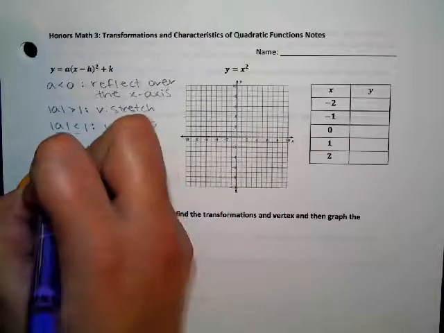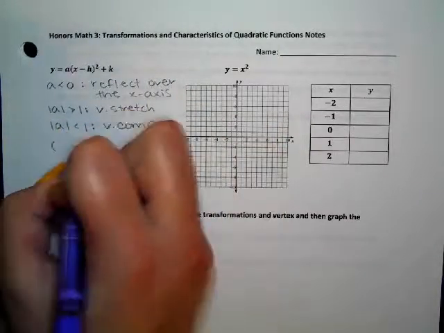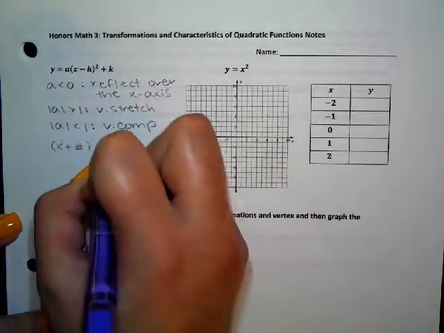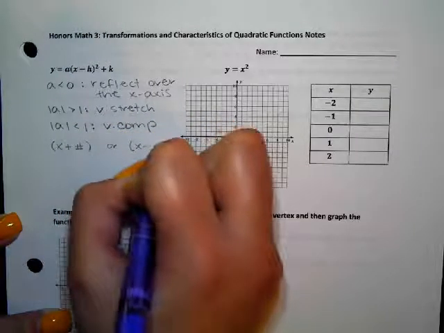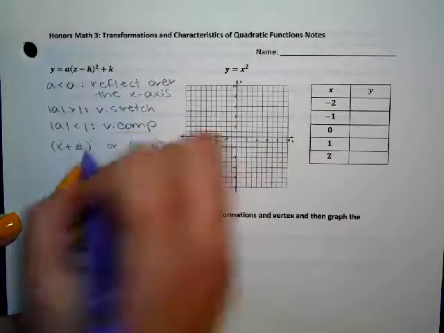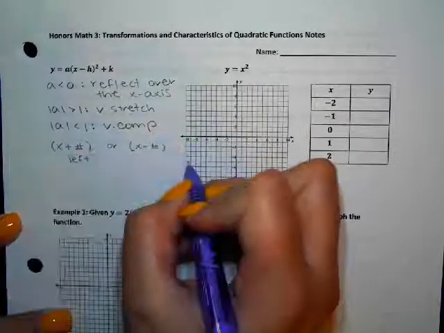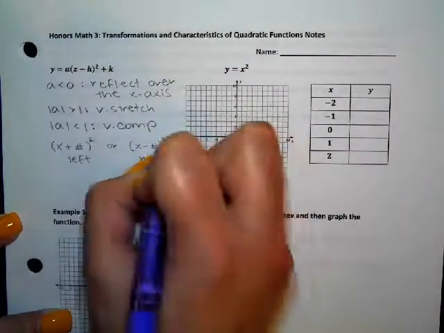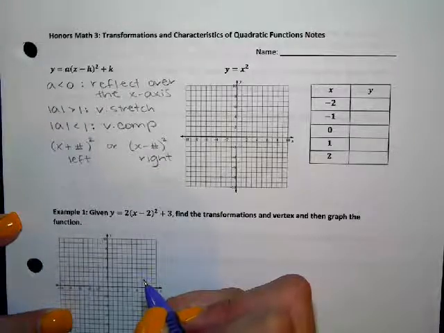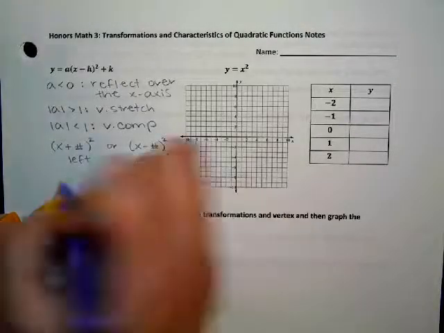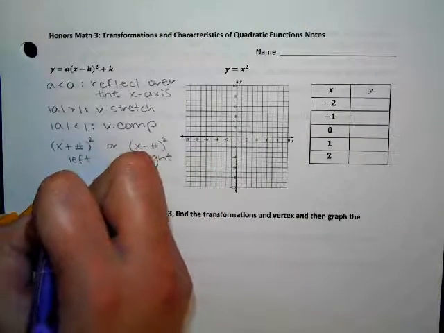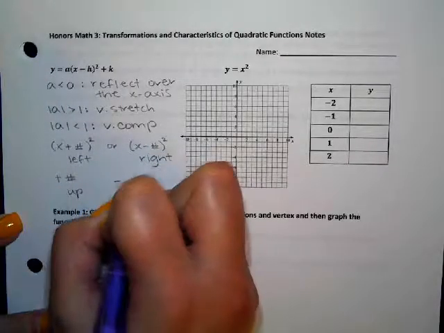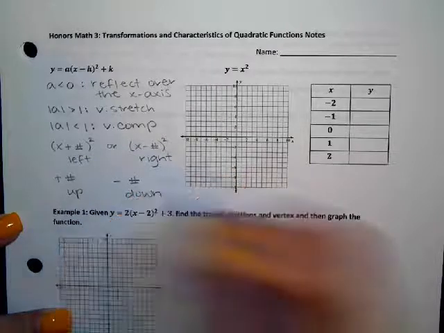So I don't remember how I wrote this last time, so I'm going to write it like this this time. Maybe this will make more sense. If you have x plus a number, it moves it to the left. If you have x minus a number, it moves it to the right. It's going to be squared. And then on the end, if we have plus a number, we're going to be moving up. If we have minus a number, we're going to be moving down.